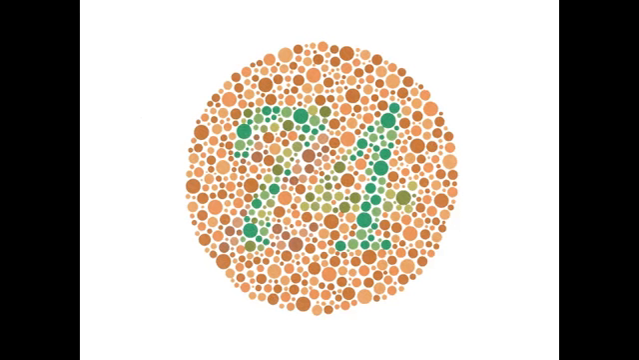This is a circle, obviously, with lots of colored circles in there, and you probably see that there is a pattern in there. You may see a number 74, you may see a number 71, depending on your color acuity, or you may just see a bunch of circles, and you can't really see any pattern at all, or it may be very, very faint. This is a standard test that is used to detect color blindness.